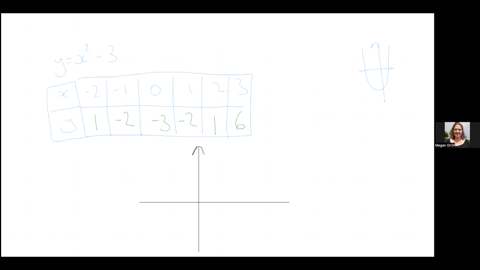All right, so on the x values, I only need to go down to -2 and up to +3. So that's all I'm going to draw. But the y values, I only need to go down to -3, but up to +6. So 1, 2, 3, 1, 2, 3, 4, 5, 6. Now what I'm going to do is put a bunch of dots in. So where -2 is x, y is 1. Where x is -1, y is -2. 0 and -3, 1 and -2, 2 and 1, and then 3 and 6.